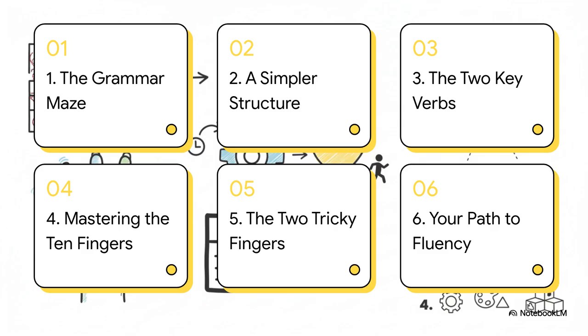So here's our game plan. First, we'll talk about why grammar feels like such a maze. Then, we'll reveal the simple pattern that unlocks everything. We'll meet the 2 key verbs that are the building blocks, then master the 10 fingers method itself. And yes, we'll even tackle the 2 tricky exceptions on our path to fluency.